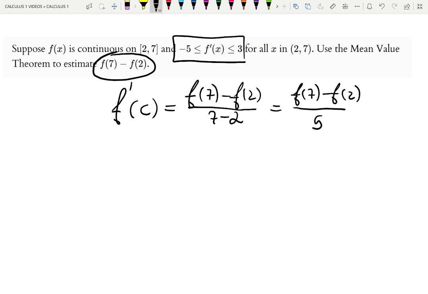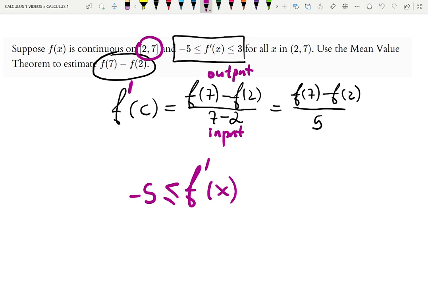Basically, we're talking about the slope, if you can see that. The change in output over change in input on the interval [2, 7]. Here you go. And that's the connection with the derivative. Well, we also know that the derivative is bounded by those two values, -5 and 3, for all x on [2, 7]. It says it here.